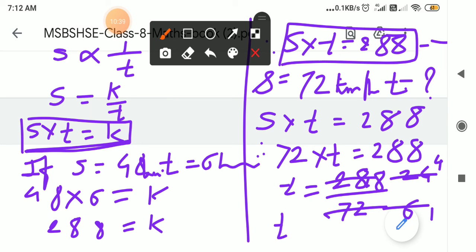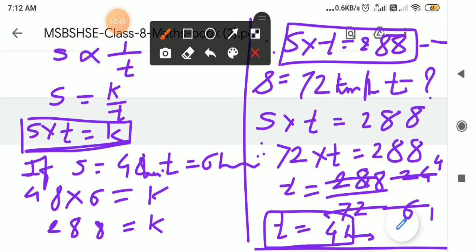So the time required to cover the distance when the speed is 72 kilometer per hour is 4 hours. At last you have to write the statement: the time taken to cover the same distance at a speed of 72 kilometer per hour is 4 hours.